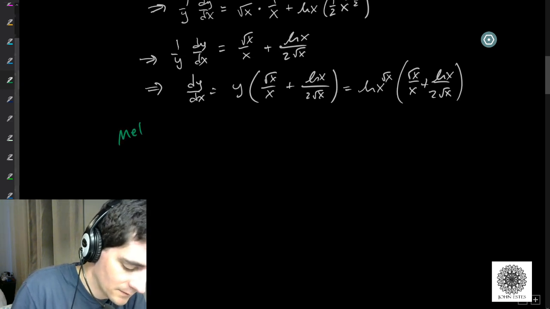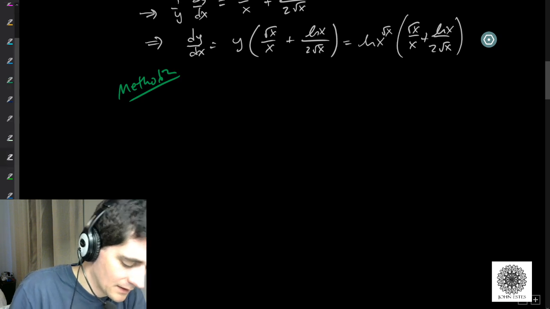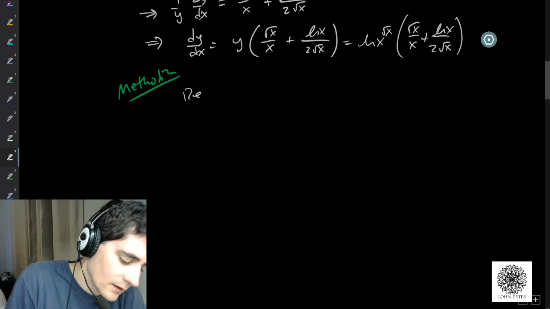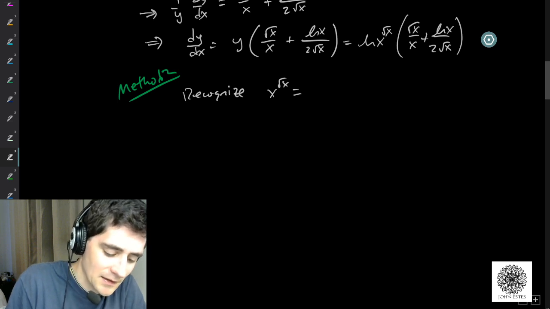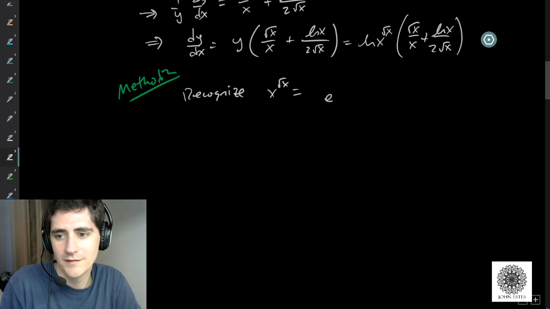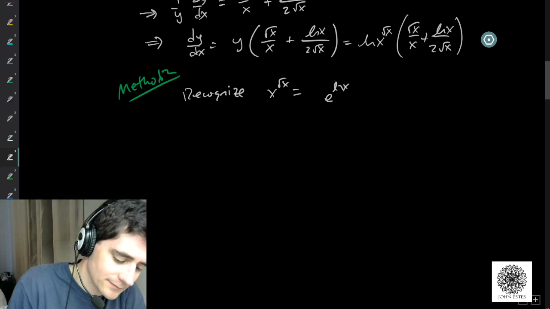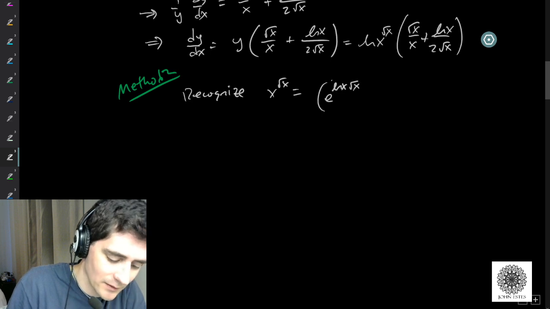So method 2, this is kind of neat. I'm going to say, okay, let's just recognize that x to the square root of x power is the same thing as e to the what power? Do you remember how to do this? It's e to the ln x times root x power.